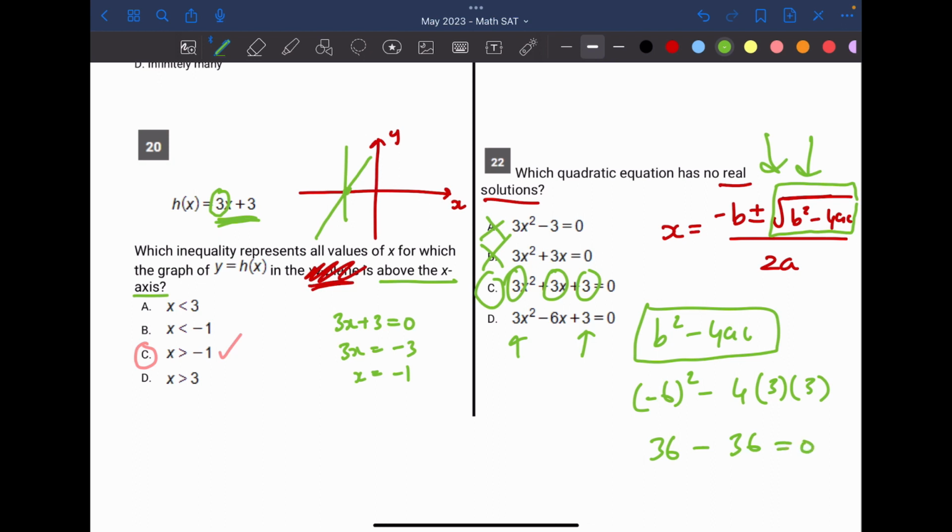Since it's not negative, you can still take the square root of 0. It would just be the square root of 0, which is 0. So it's possible. That means D has to be wrong, because we still have one solution for D. That means the answer must be C, because that was the only one with a negative square root. So the answer is C.